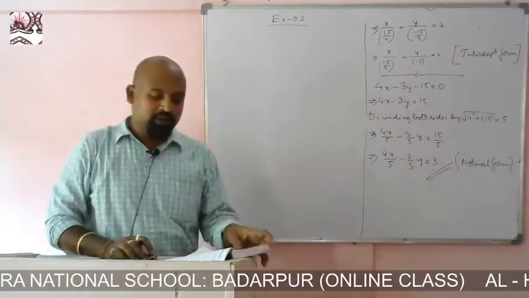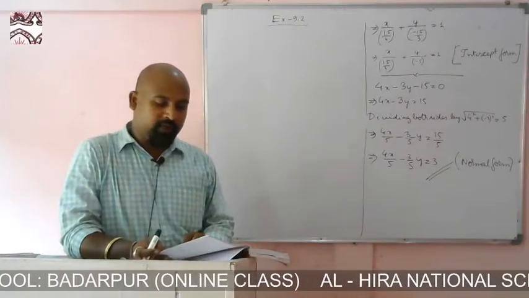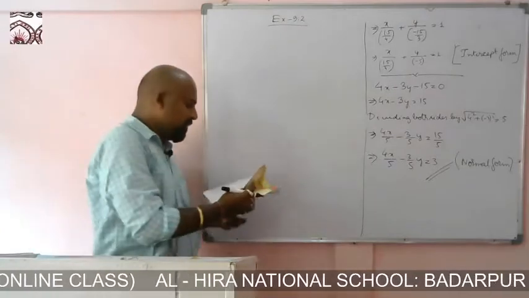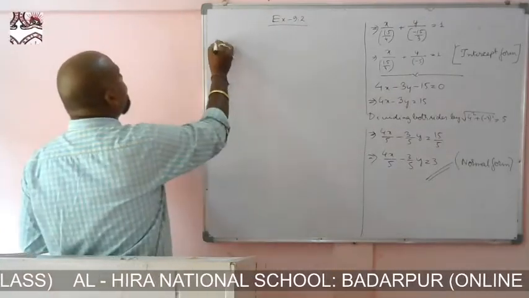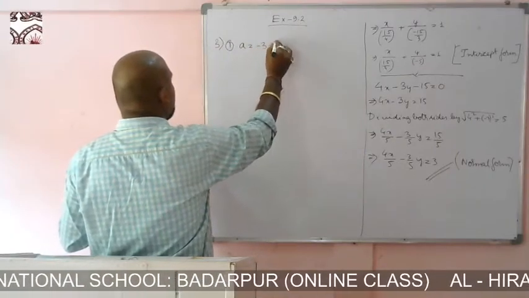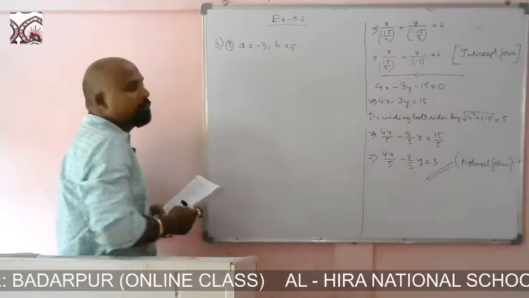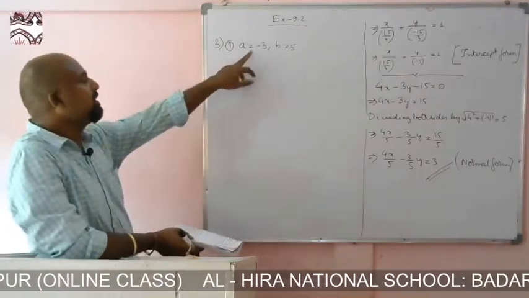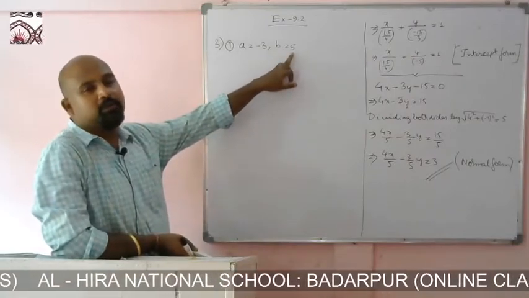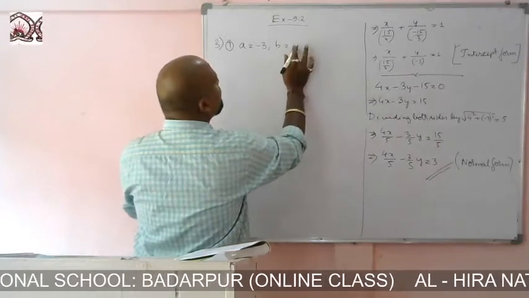Now question number 3. Find the equation of the line in each case. In number 1, a equals minus 3 and b equals 5. That means the x-axis intercept is minus 3 and the y-axis intercept is 5.